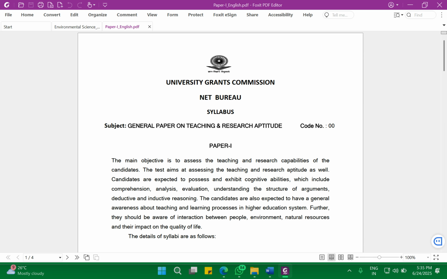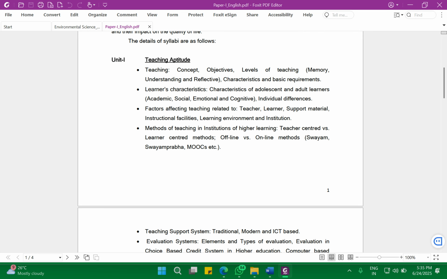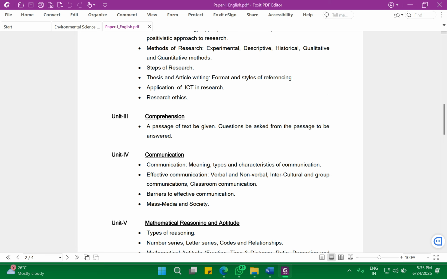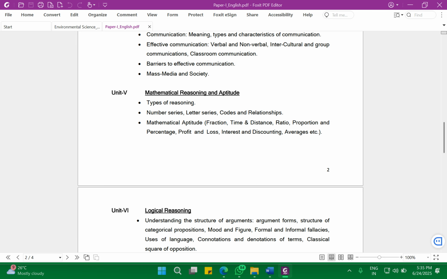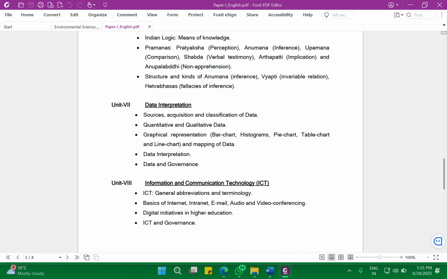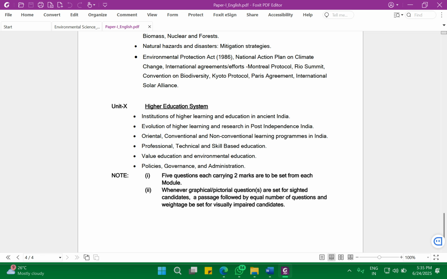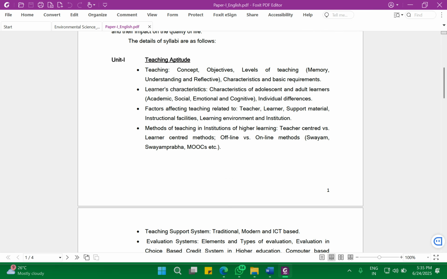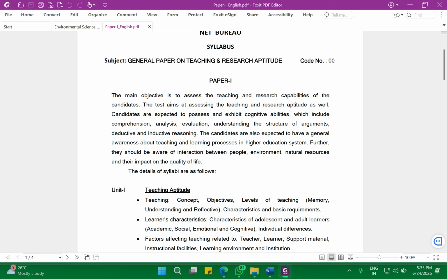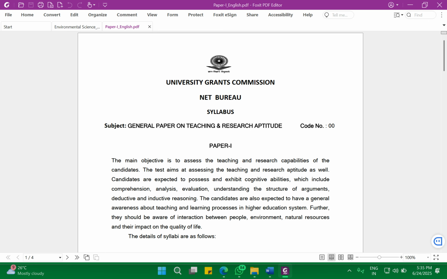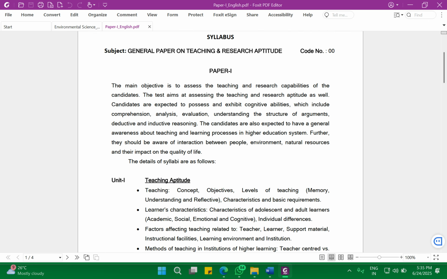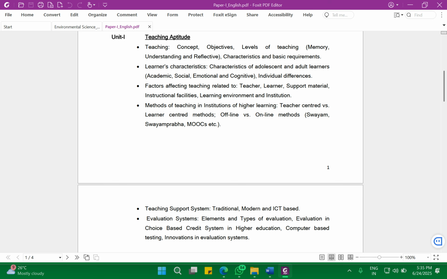So you have 10 units in both paper 1 and paper 2. Sir, so for paper 1, you'll be having the general kind of thing like teaching aptitude, research aptitude, comprehension, communication, mathematical reasoning, logical reasoning, data interpretation, ICT, people development and environment, and then higher education system. So mostly the questions will be distributed like 5 questions in each unit. So total 50 questions will be there. So for this paper one, you'll be having 100 marks. So each question carries 2 marks.